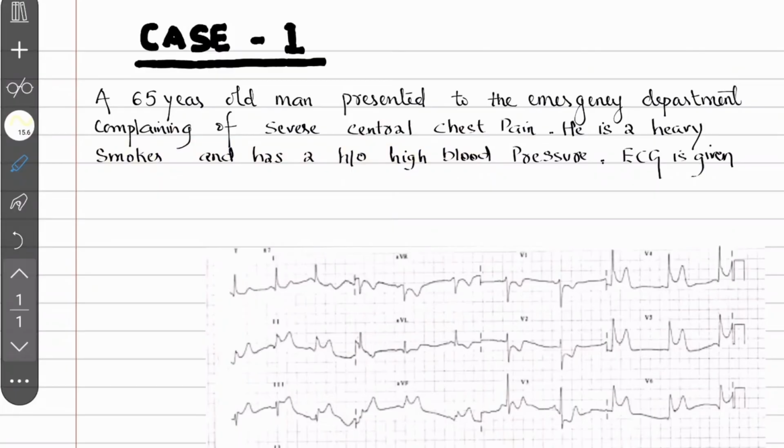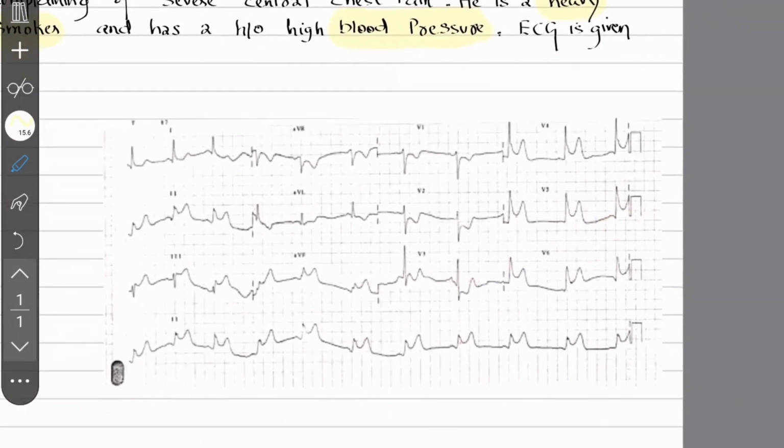Hello everyone. In this ECG case, we are discussing a 65-year-old man who presented to the emergency department complaining of severe central chest pain. He is a heavy smoker and has a history of high blood pressure. The important point to be noted is that he is a heavy smoker and has high blood pressure. Both are important risk factors for coronary artery disease. Let's check the ECG.